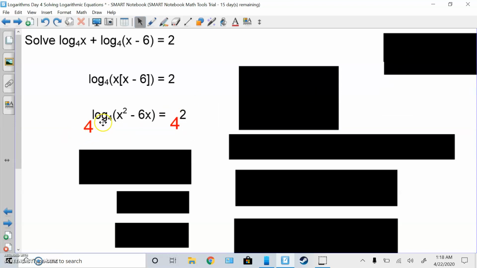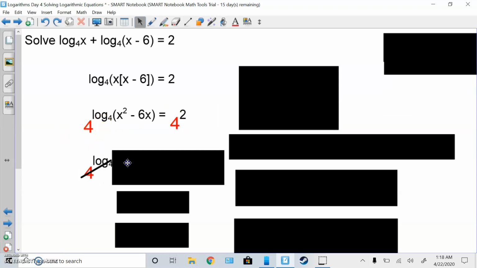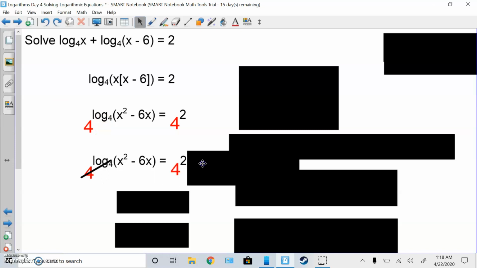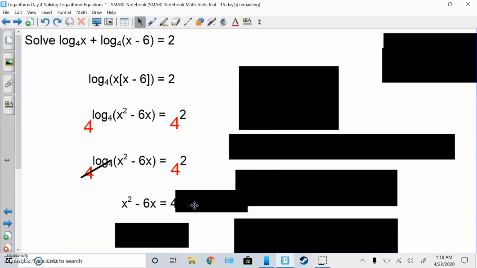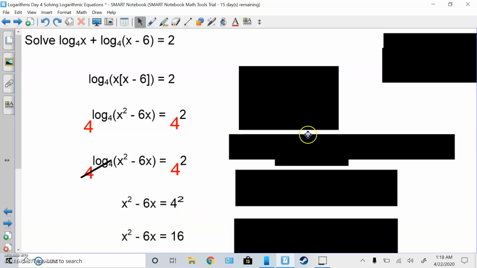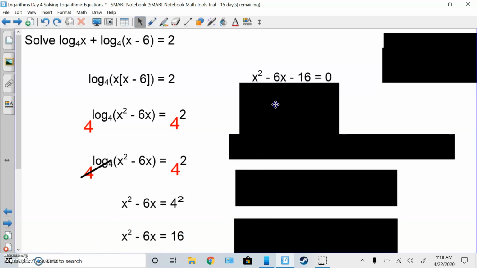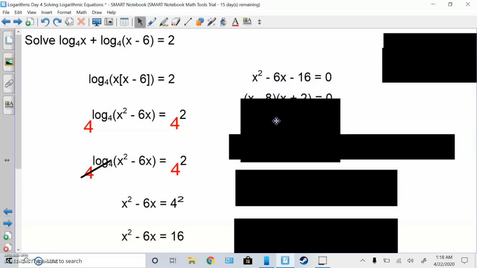Alright, 4 to the exponent log base 4 cancels out. And the right side is just 4 squared. So what's left would be x squared minus 6x equals 4 squared. And when you have a number to an exponent, make sure you fix that. So x squared minus 6x equals 16. Notice it's quadratic. If it's quadratic, you have to set it equal to 0. Once you equal to 0, you can solve it however you want. Quadratic formula or factoring.